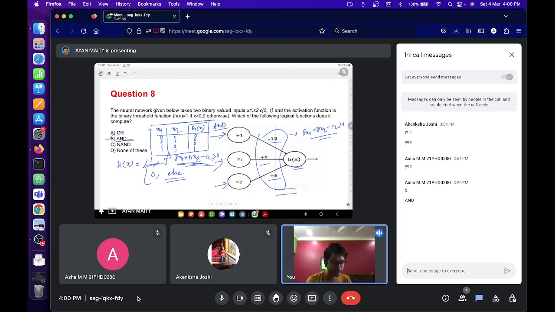So this is how you can compute. Such neural networks can be created for every other gate, like OR, NAND, NOR. For XOR it is not possible, because XOR requires non-linearity, which is not possible using such neural networks where there are no hidden layers. For other gates like AND or NOT, you can create such neural networks. So this is an example of AND. So AND would be the right answer.